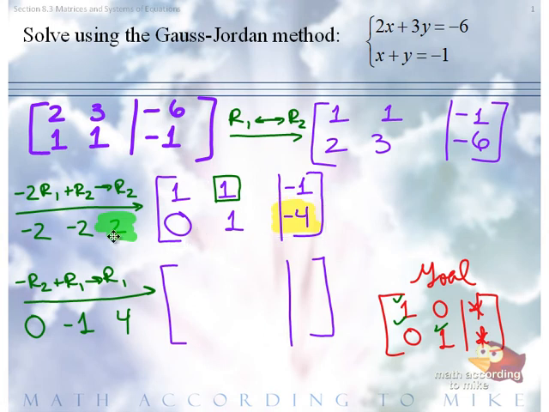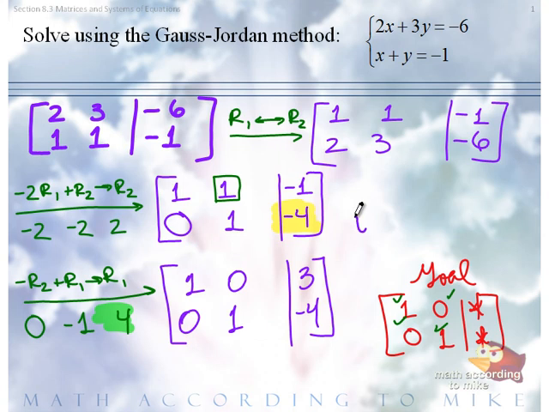And now we're going to take these three numbers. I don't know why some of the times it's behind and sometimes it's on top. That's okay. We're going to take these three numbers down here and add it to the first row. Doing so, what do we get? 1, 0, 3. And the second row is not going to change. 0, 1, negative 4. Did we get to our goal? Yes. What does this matrix say about x? x equals 3, y equals negative 4. So our ordered pair would be 3, negative 4.